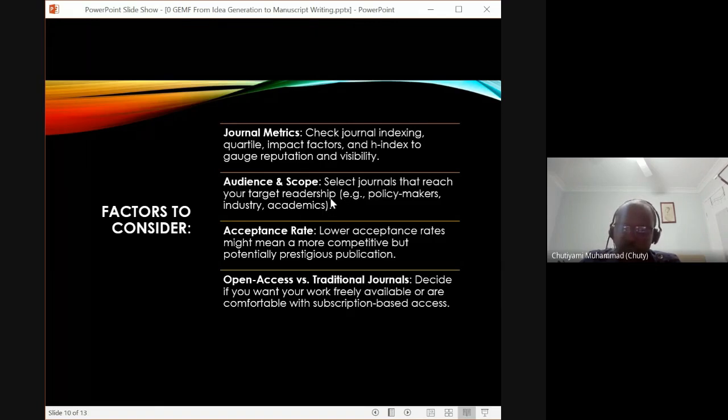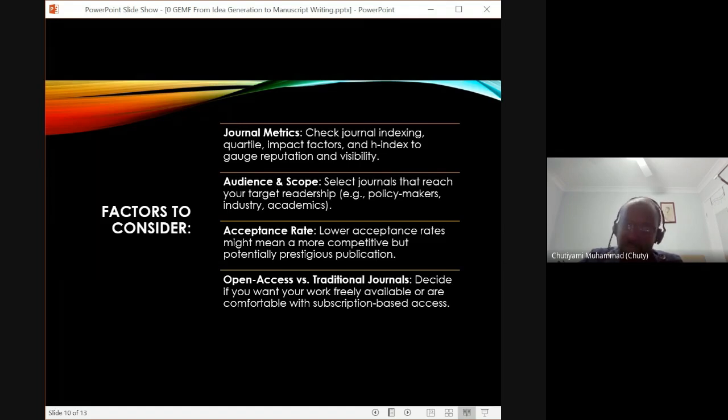That will also help you to make a decision, because you're going to come across so many journals at the end of the day. Acceptance rate is also important. I will show you an example as well. Some journals have a very low acceptance rate, so you don't want to waste your time getting an article to them, because most of the journals that publish without money have to be high quality, and that is why their acceptance rate is very low.